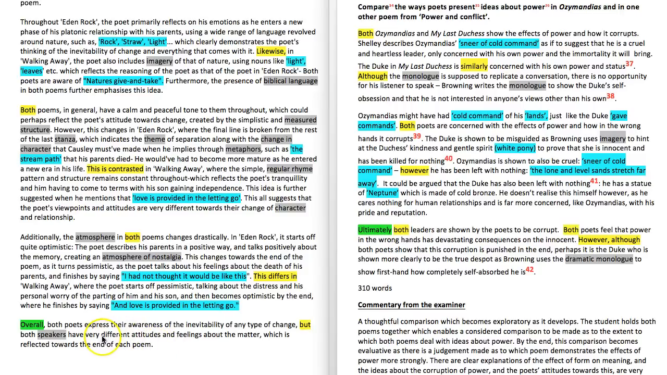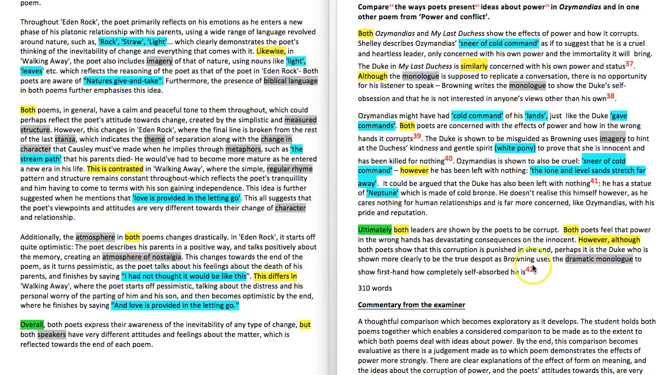So here she attempts to, Elena says, very different attitudes and feelings about the matter, but she doesn't explain what those different attitudes are at the ending. Here, although of course she may explain it there. So looking at the ending of the poem is another way to be conceptualized because you will be showing how the poet's viewpoint appears to have changed.